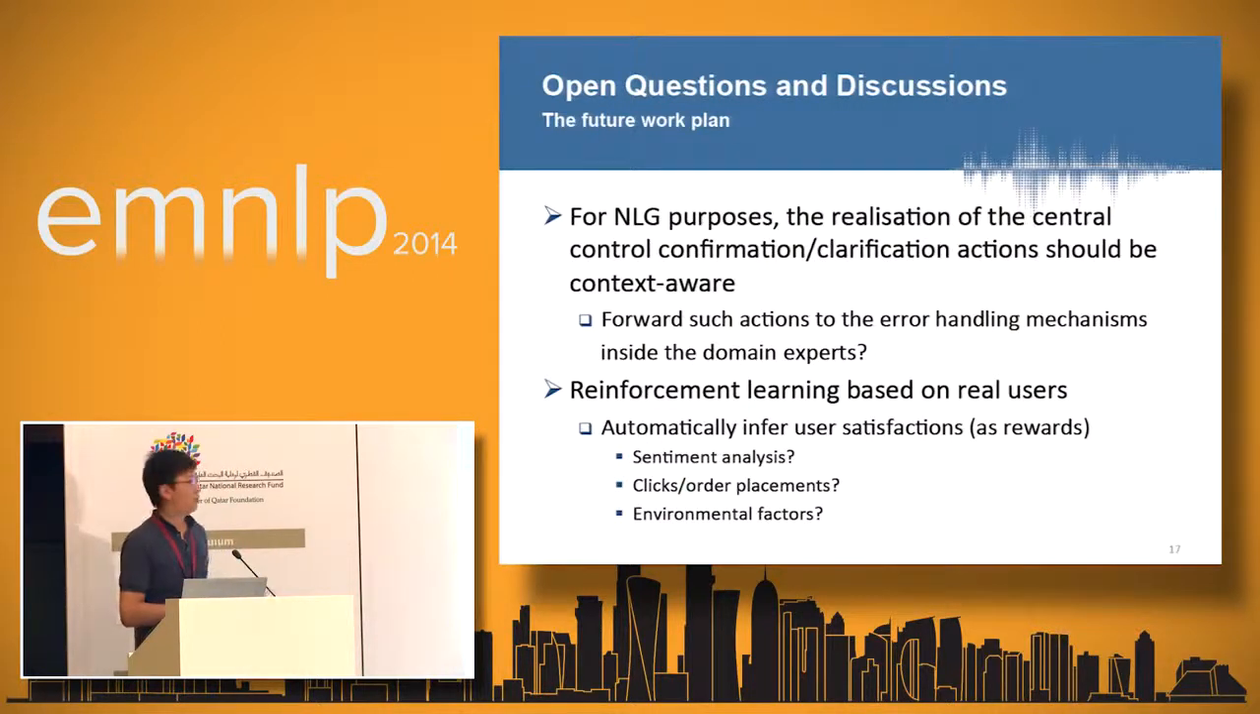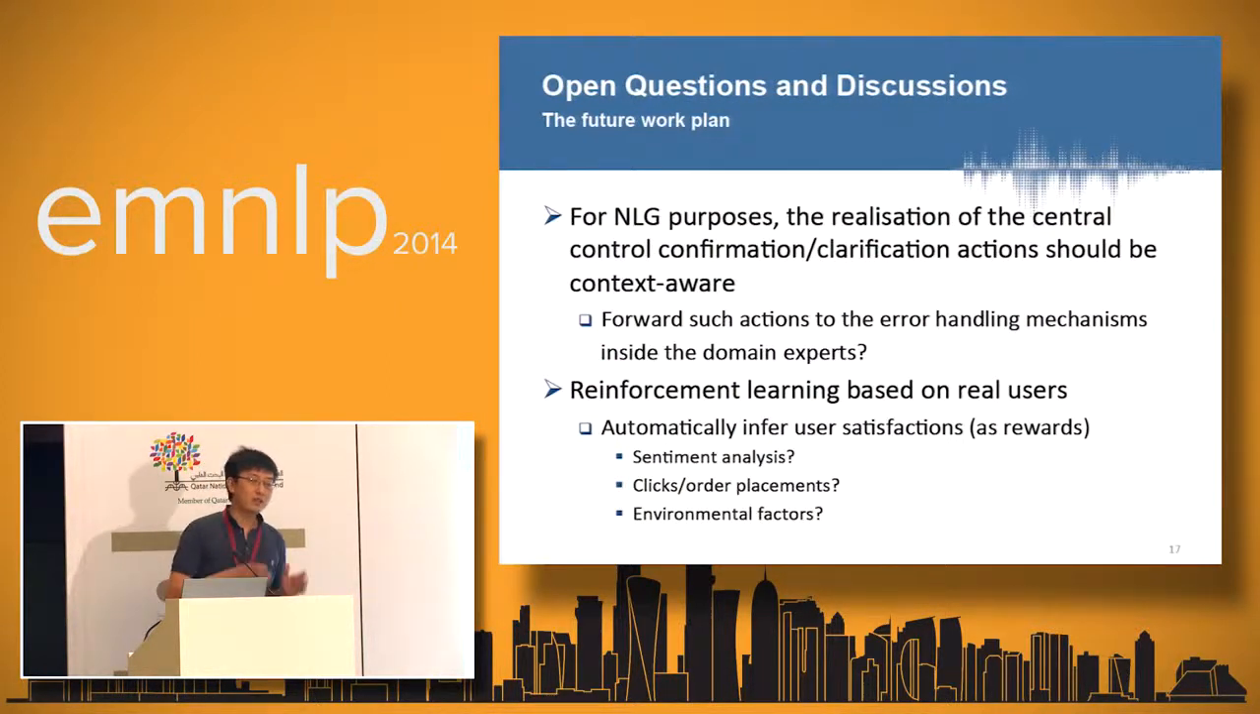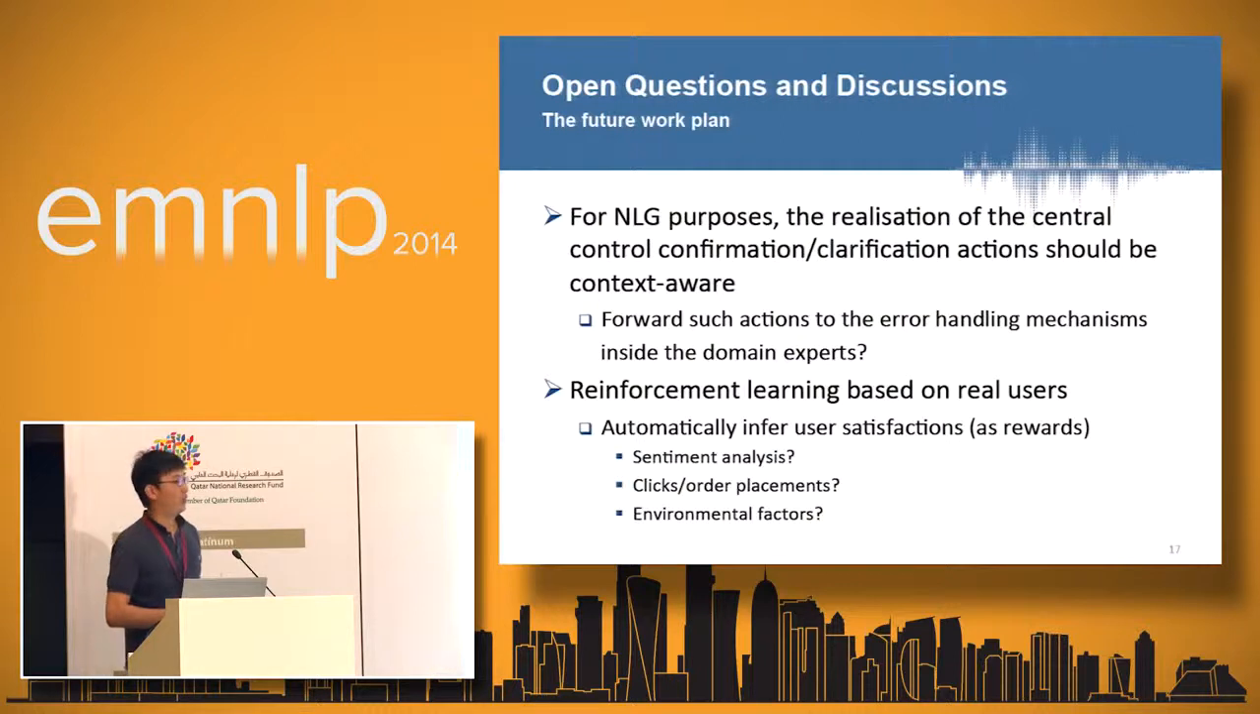But that's not sufficient because the central controller doesn't know any context about the dialogue. So sometimes the utterance is generic and not very natural. So we think the better way is to ask the central controller to send a signal to a particular domain expert and let the surface realization, the NLG part, be done in this domain expert. Because the domain expert has the full context, it can produce a more natural NLG utterance, okay.